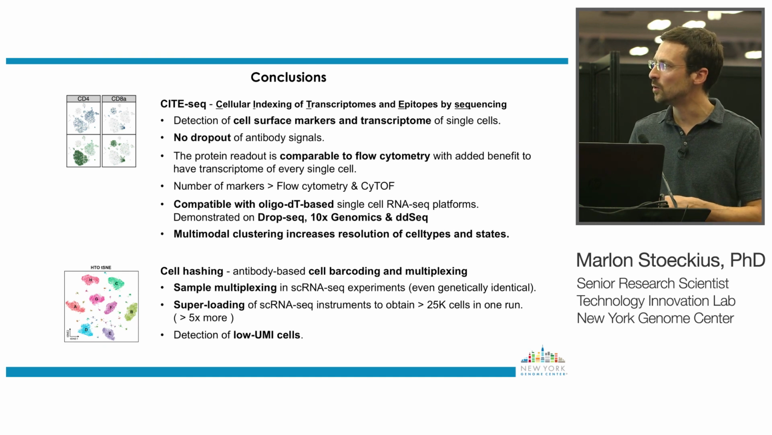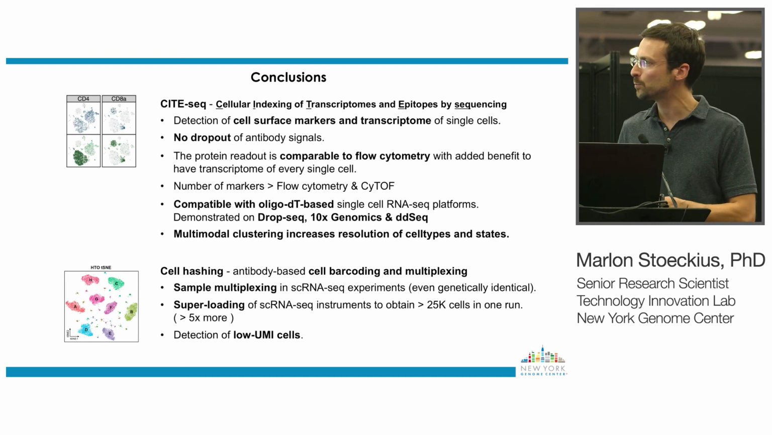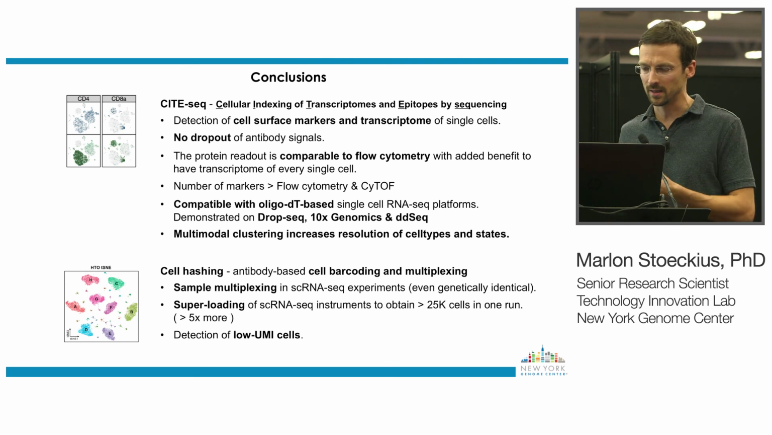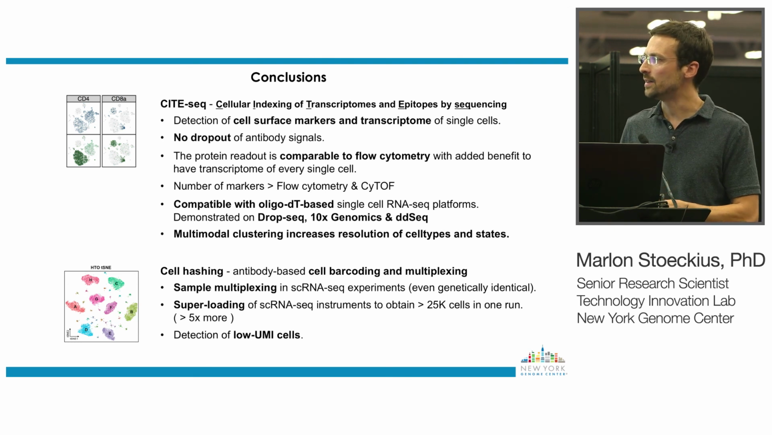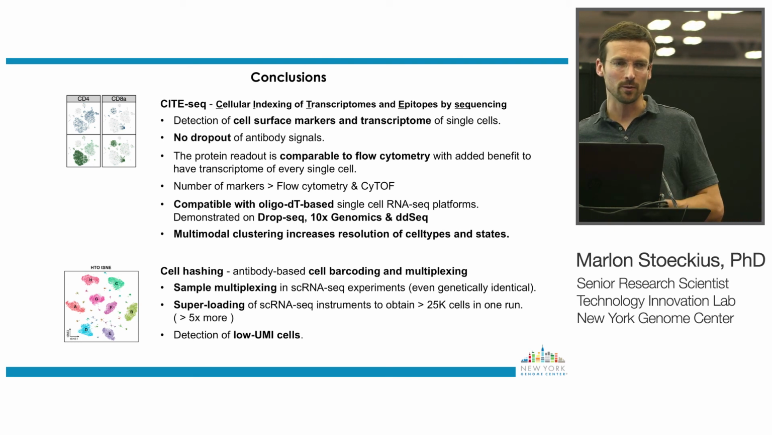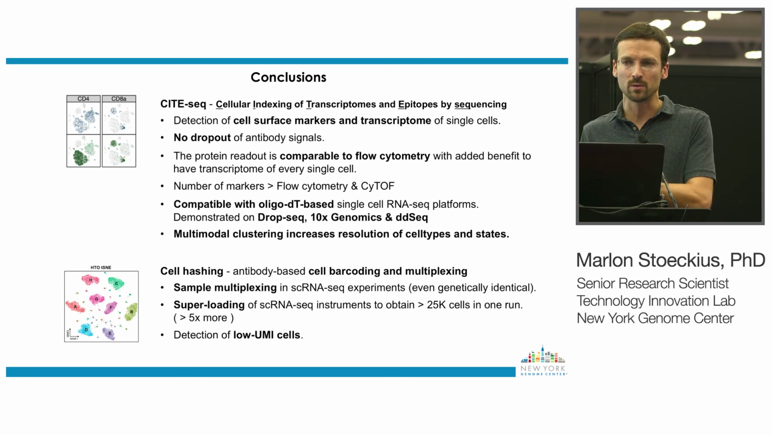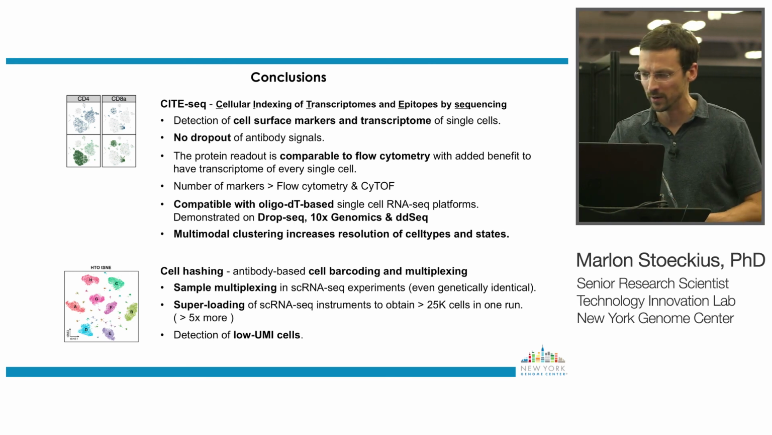Cell hashing allows you to multiplex different samples, but also superload single-cell RNA sequencing instruments. And you have an added benefit that you might resolve low UMI cells, or very small cells, that would otherwise be lost in your data sets.